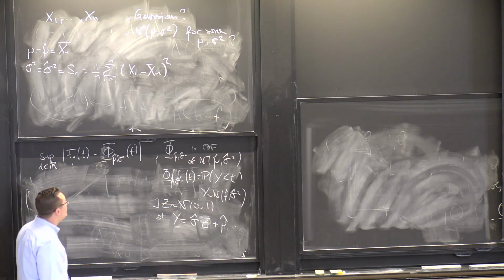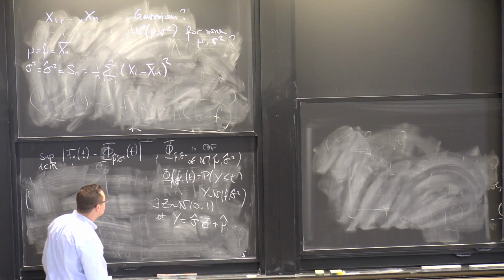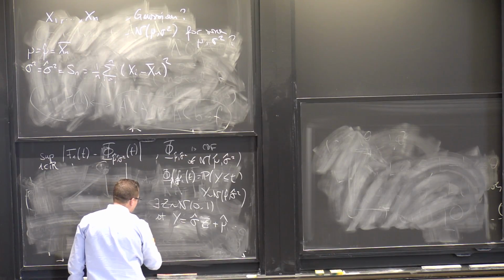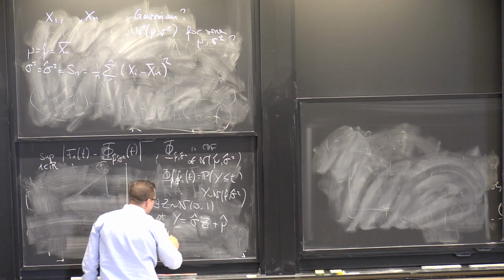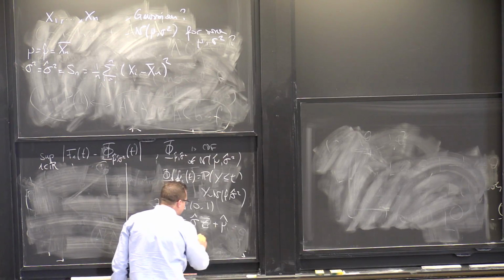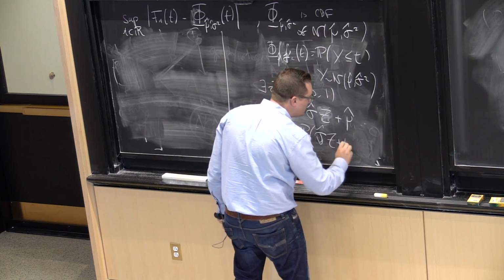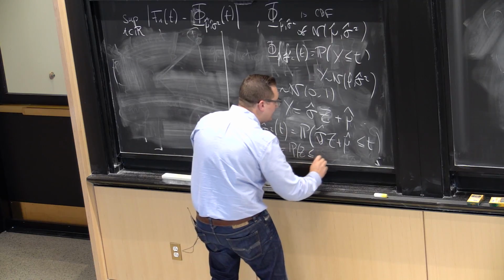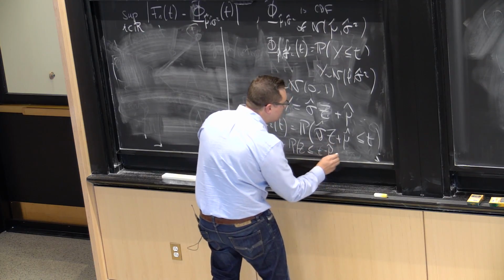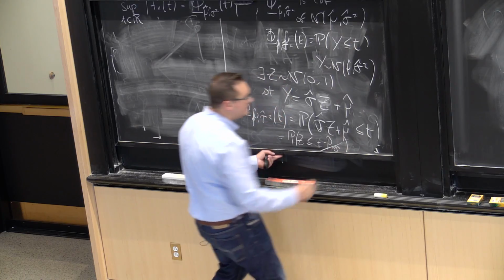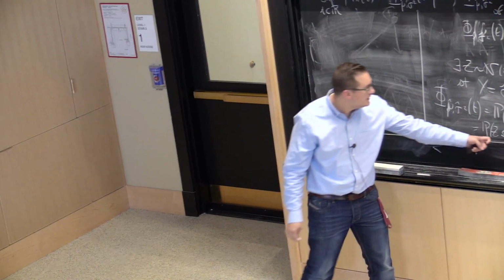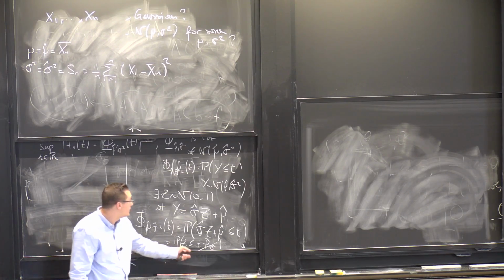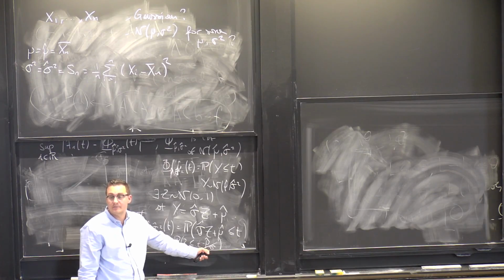OK? So now, what is this guy here? So this implies that phi mu hat sigma hat squared of t is equal to the probability that sigma hat z plus mu hat is less than t, which is equal to the probability that z is less than t minus mu hat divided by sigma hat. Right? But now when z is a standard normal, this is really just the cumulative distribution function of a standard Gaussian, but evaluated at a point which is not t, but t minus mu hat divided by sigma hat.